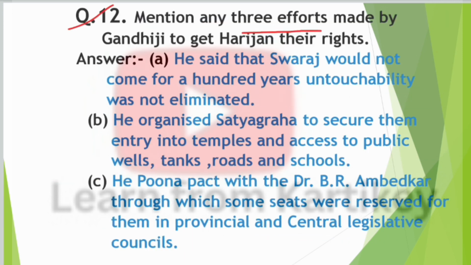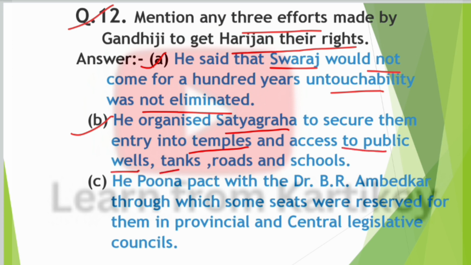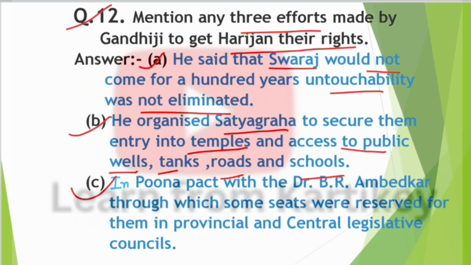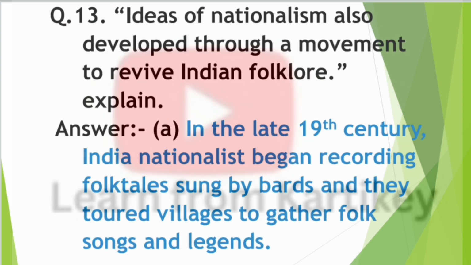Mention any three efforts made by Gandhiji to get Harijans their rights. So answer, first point: he said that Swaraj would not come for 100 years if untouchability was not eliminated. Second point: he organized Satyagraha to secure them entry into temples and access to public wells, tanks, roads and schools. Next point: the Poona Pact with Dr. Bhimrao Ambedkar, through which some seats were reserved for them in provincial and central legislative councils. Next question, question number 13.